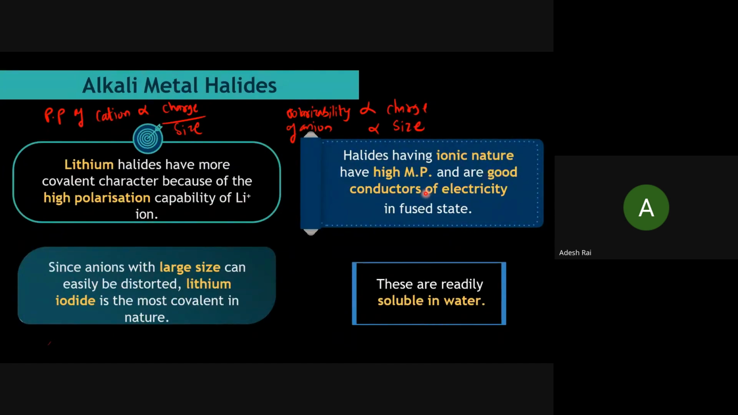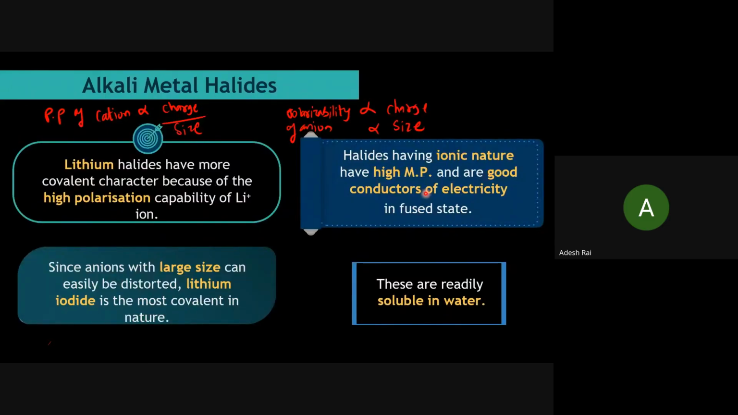Therefore, we say that ionic halides, which have high melting point, will be good conductors of electricity in fused state. Why? Because if you heat them, they will be converted to respective ions, and when ions are formed, they can conduct electricity. Is that clear?